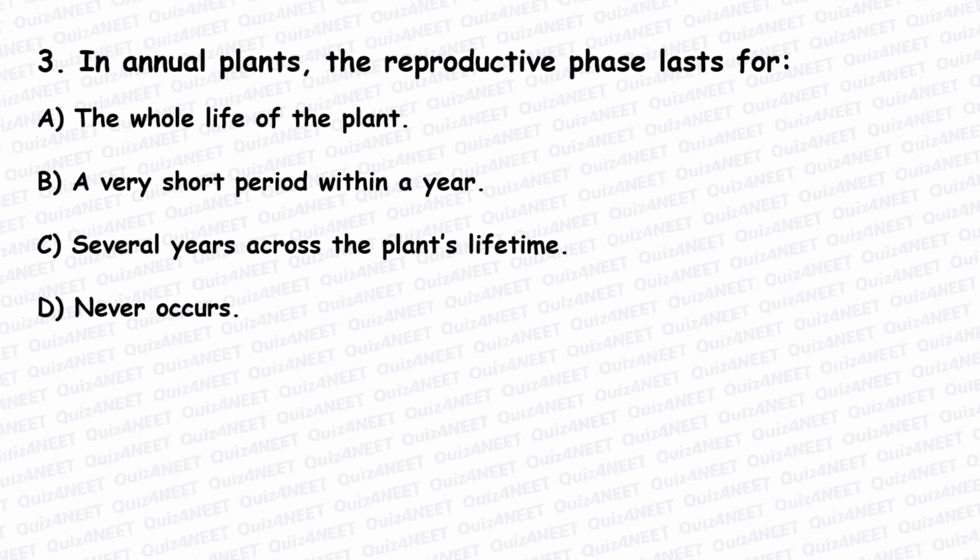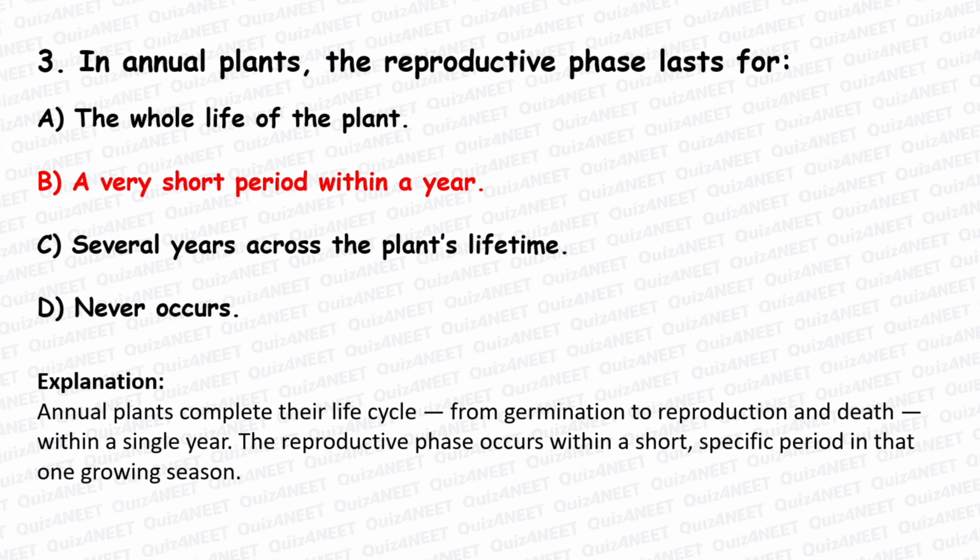3. In annual plants, the reproductive phase lasts for: A. The whole life of the plant. B. A very short period within a year. C. Several years across the plant's lifetime. D. Never occurs. The right answer is B. A very short period within a year.